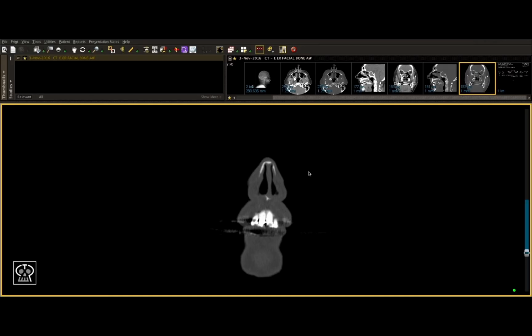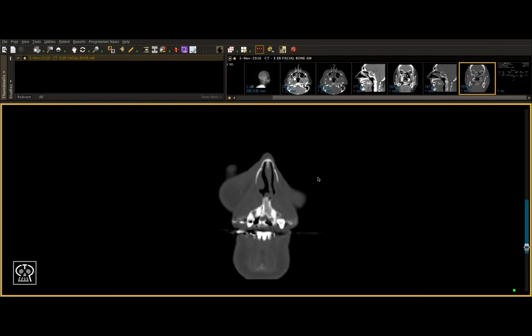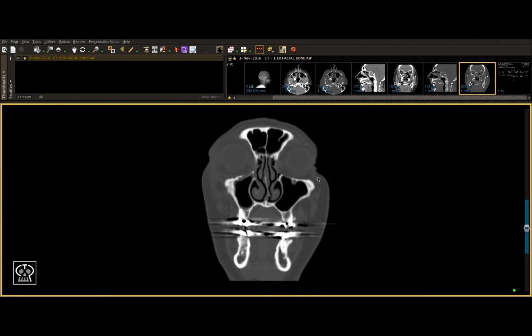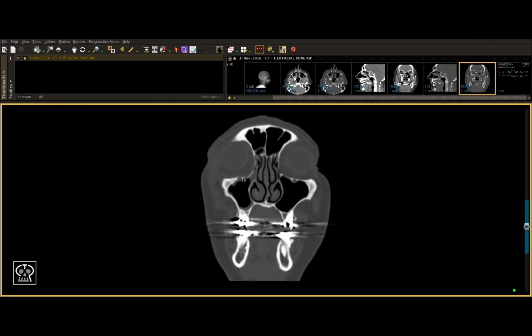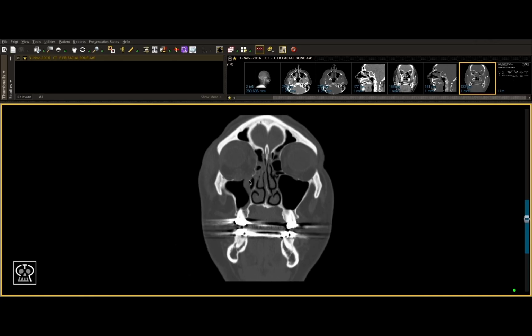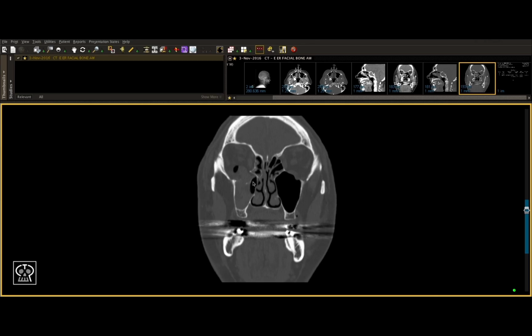Let's take a look at another example. Starting on the right side, we seem to see a discontinuity in the right inferior orbital rim and floor, actually becoming quite large.